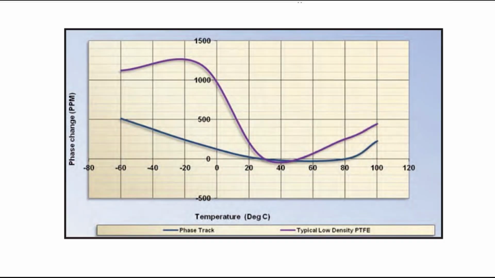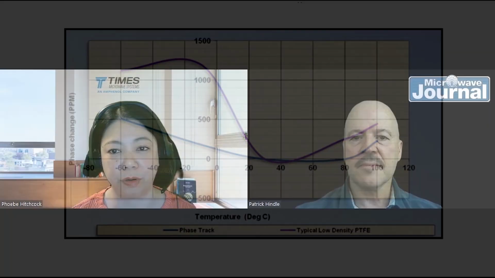So how do cables from Times address that issue? How do they minimize losses and phase change? Right. The most common coaxial cable dielectric is made with PTFE material, which has a major phase stability issue at ambient environments. This well-known phenomenon is called the Teflon knee, which is a significant phase change around room temperature.